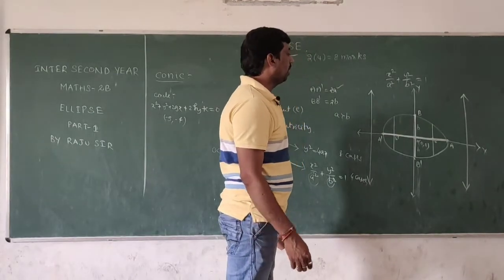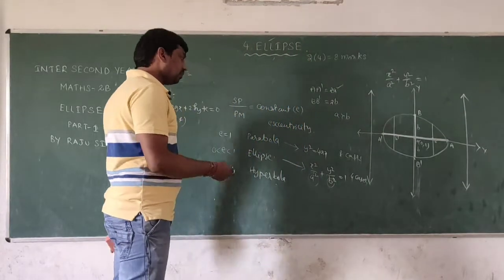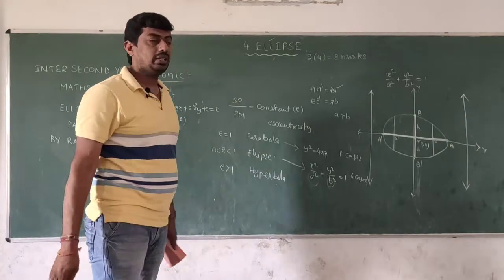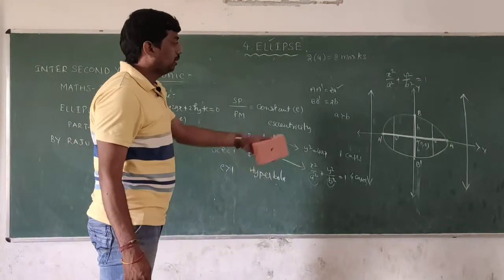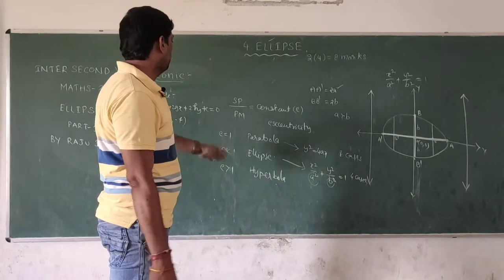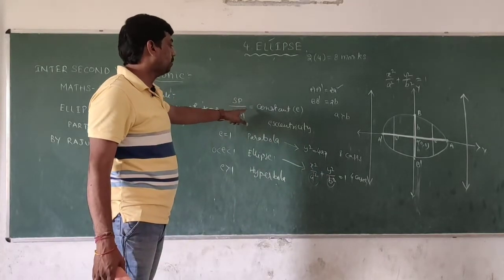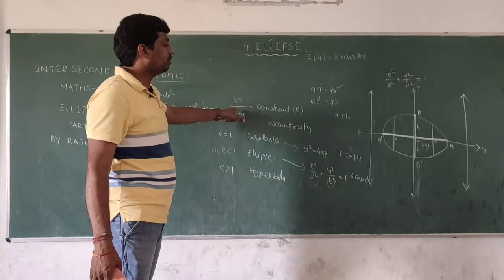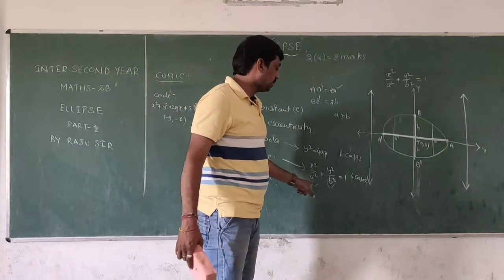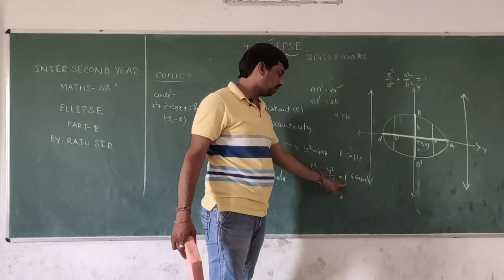So I will explain the 4 cases of the ellipse, continuation. First, write down the standard form. The conic definition is SP by PM equal to e. The standard form is x square by a square plus y square by b square equal to 1.